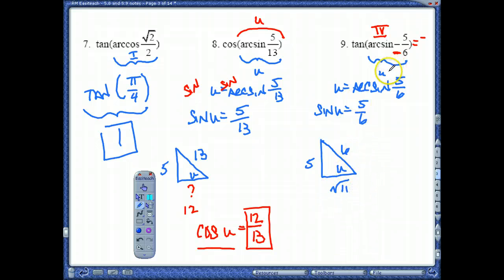Okay, so I'm really being asked to find the tangent of u, because remember, everything in that parenthesis we substituted out as u. I know my angle's in the fourth quadrant. Tangent's negative there. It is opposite over adjacent, so negative 5 over the square root of 11. Whether you want to rationalize that or not, that's totally up to you.